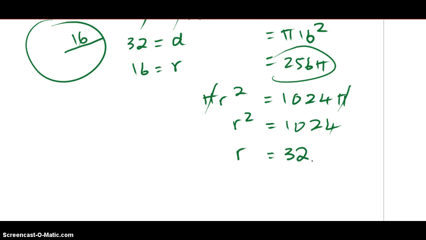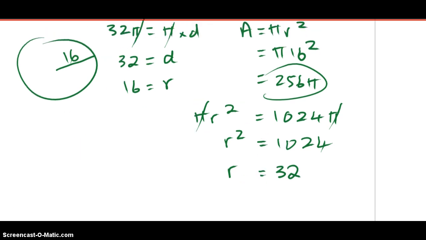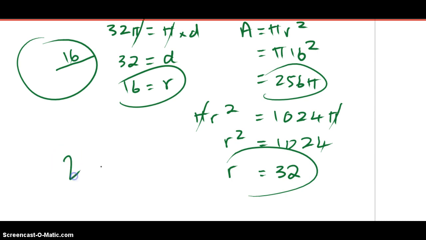Now, let's think about why we got that answer for a second. So what you should notice is the original radius was 16, and the new radius is 32, so it's actually 2 times bigger.